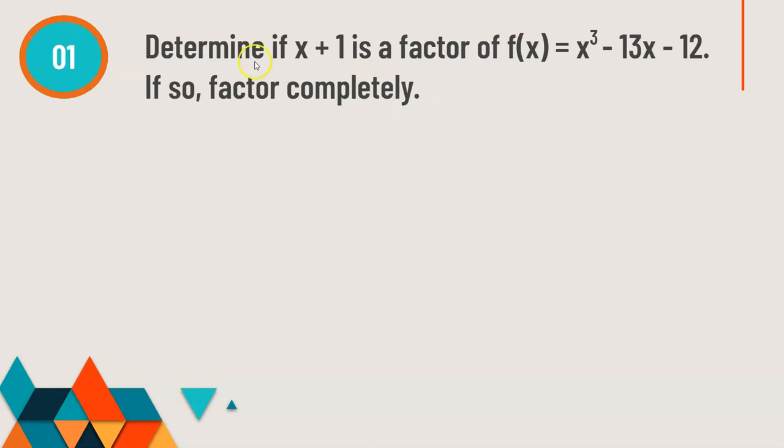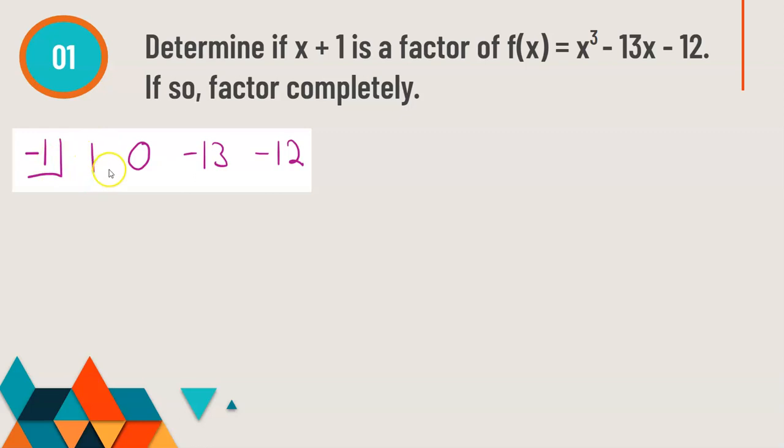So for example, if I wanted to determine if x plus 1 is a factor of this polynomial, and if it is, I want to factor completely. So I'm going to do synthetic division with the negative 1, which is the 0, and I want to make sure that I include the 0x squared because it is skipped over here. So negative 1 will go in the box. I'll have 1 for the x cubed, 0 for the x squared, negative 13 for the x, and negative 12 for the plain number.